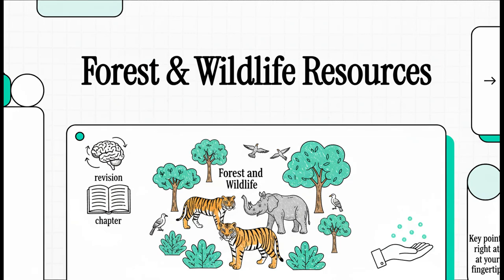Hello everyone, your board exams are just around the corner. So let's take a little time to do a quick, calm revision of a very important chapter, Forest and Wildlife Resources. We'll make sure all the key points are fresh in your mind.